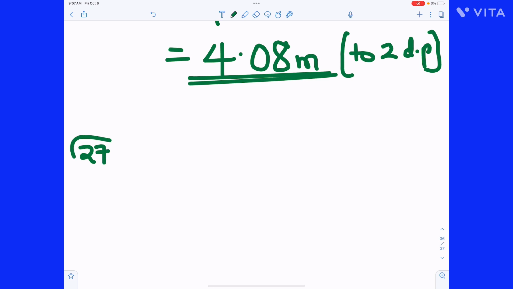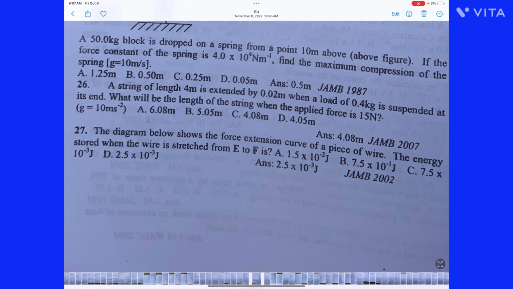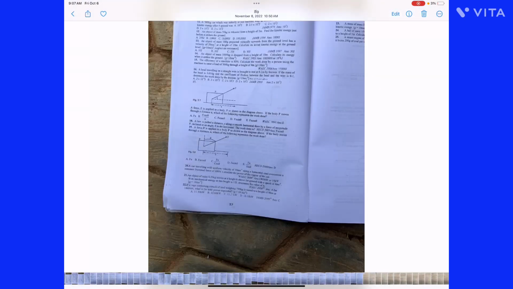Can we take 27? Okay, 27. The diagram below shows the force extension curve of a piece of wire. Force extension curve is force against extension.